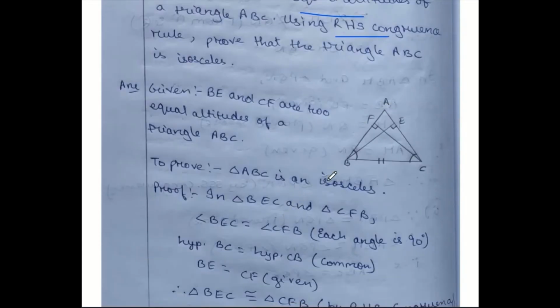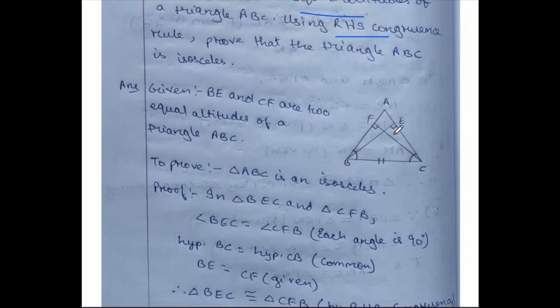Draw the diagram first. Draw ABC. BE one of the altitude, this angle 90 degree. CF another altitude, this angle also 90 degree. They are telling us to prove this triangle is an isosceles. That means by any means I have to show AB and AC both are equal. So given material, BE and CF both are two equal altitudes. Both are equal altitudes of triangle ABC, already given. We need to prove it. To prove triangle ABC is an isosceles. Let us prove now. But they told us to use RHS congruency.